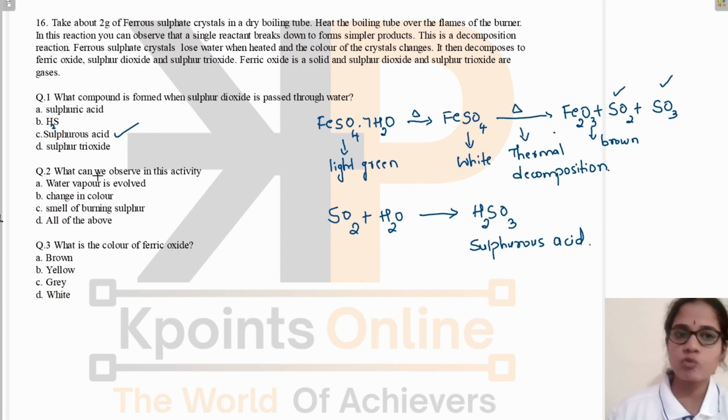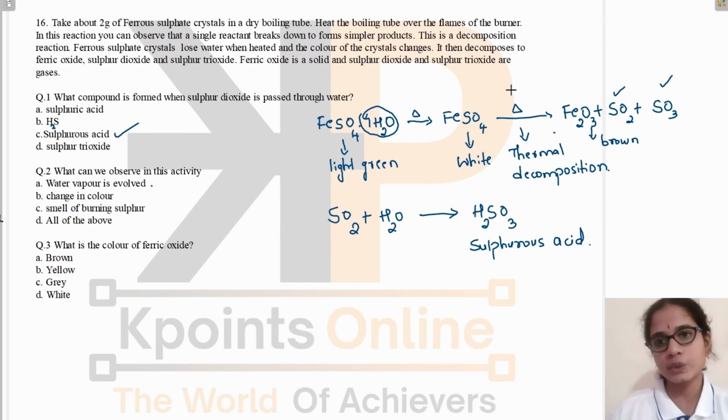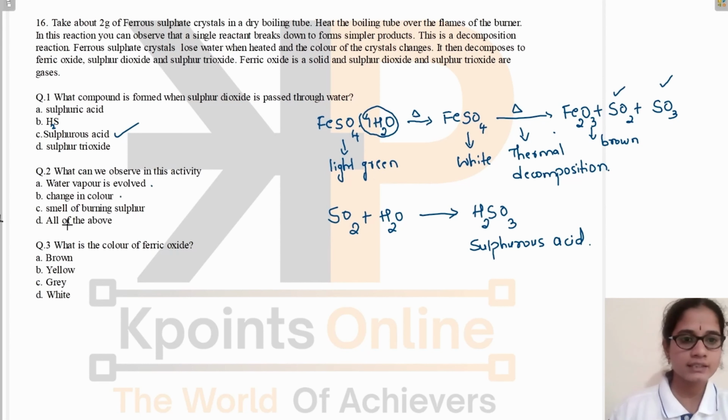Then the next question is, what can we observe in this activity? Water vapor is evolved, change in color, smell of burning sulfur, all of the above. As we have already seen that water vapor is evolved because the ferrous sulfate crystal loses water of crystallization. So this is also correct. There is change in color. Yes, first it was initially light green in color and then it turns white, and after it undergoing the thermal decomposition reaction, it turns to brown. Okay, this is also correct. Then there is a smell of burning sulfur. It is also correct. So the correct option is all of the above.